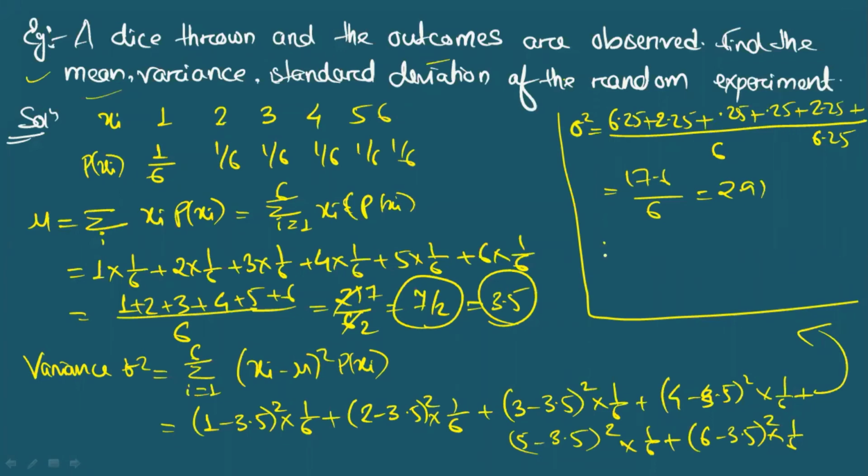And the standard deviation, you will write sigma, root over of this variance. So it is root over of 2.91, so you will get it to be 1.7. Clear? So this is how you can calculate the mean, variance and standard deviation. It is not very tough, it is very simple. You have studied in your 9th and 10th also. The same formulas are here.